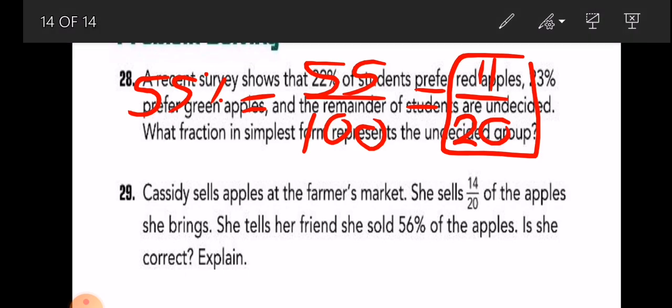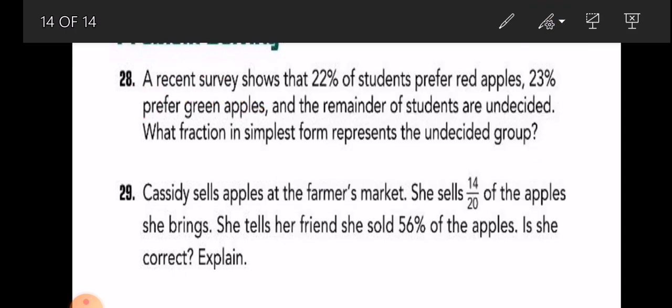Let's do question number 29. Cassidy sells apples at the farmer's market. She sells 14 over 20 of the apples she brings. She tells her friend she sold 56% of the apples. Is she correct? And explain. This means what? When she sells 14 from the 20, what would the percentage be? She said that the percentage is 56% and I want to tell is she correct or no. It means I have to get the percent by myself, then compare it with the percent that she said to tell is it correct or no.